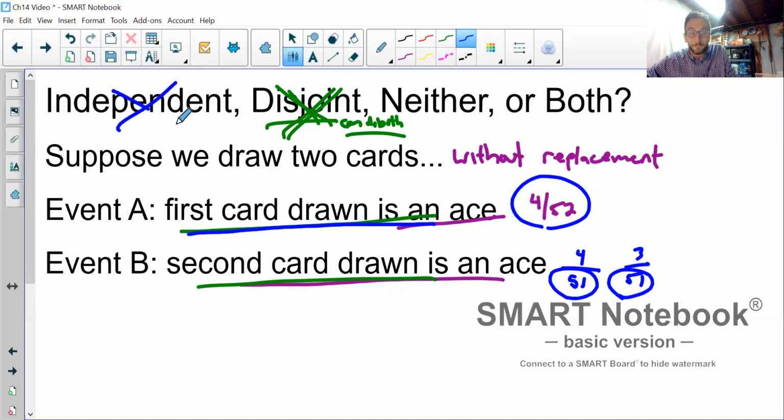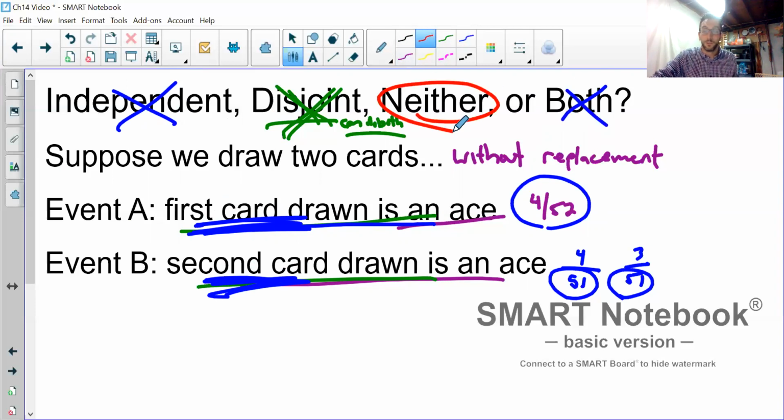So these are not independent because what happens on the first card affects what's going to happen on the second card. So they're not disjoint, they're not independent. The answer is never both. So these would be neither independent nor disjoint.